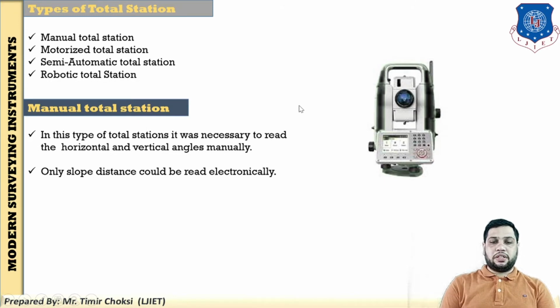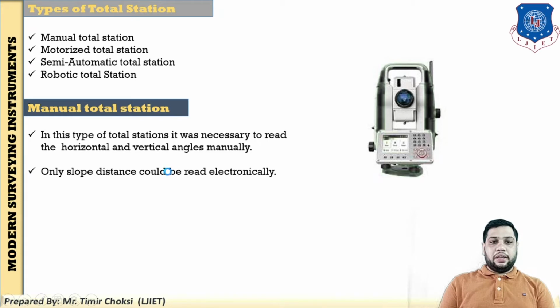Now, types of total station available in the market. So first is a manual total station, second is a motorized total station, third is the semi-automatic or semi-robotic total station, and last is a robotic total station. So, manual total station. In this type of total station, students, it was necessary to read the horizontal and vertical angle manually. Only slope distance could be read electronically. Means here only the distance or slope distance is read electronically, but you have to find the horizontal as well as vertical angle manually.